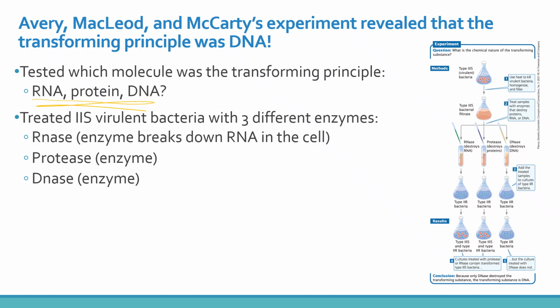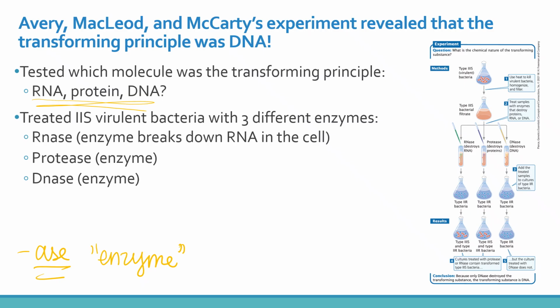So they took that virulent bacteria, that disease-causing strain, and separated it into 3 groups. To one of those groups, they added RNase. RNase is an enzyme that breaks down RNA in the cell. So from Biology 101, we know that -ase is an enzyme. It's kind of the general term for an enzyme. Anything that has -ase on the end is an enzyme. So RNase is an enzyme that cuts up RNA.